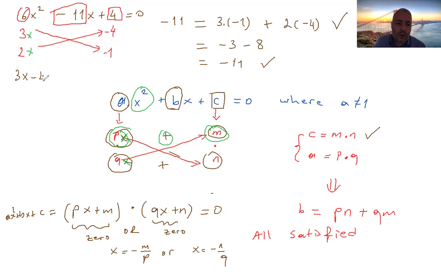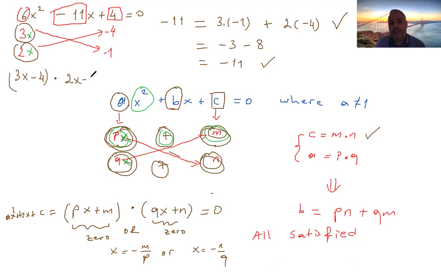One more time, px plus m. So 3x plus negative 4. Plus negative 4 means minus 4. Times qx plus n. So 2x plus negative 1. But plus negative 1 means negative 1. That's it. Finished. Equals 0. Why 0? This is in the question.